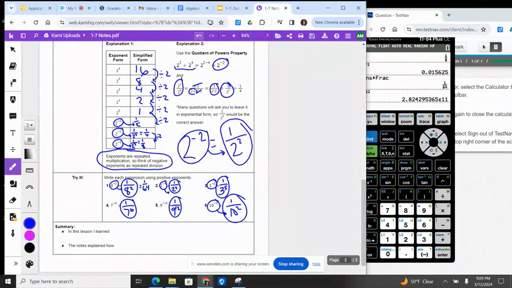So go ahead and do your 1-7 Math Excel quietly at your seats, independently. If you finish early, you can work on missing assignments or your digital choice board.